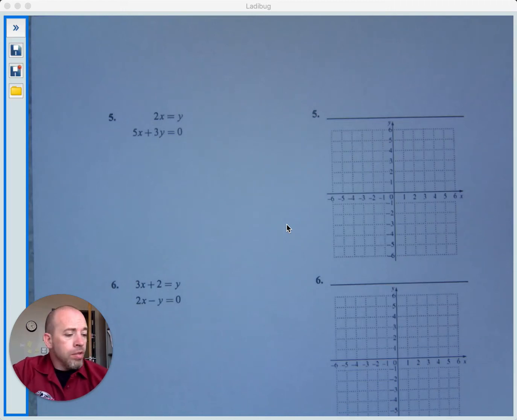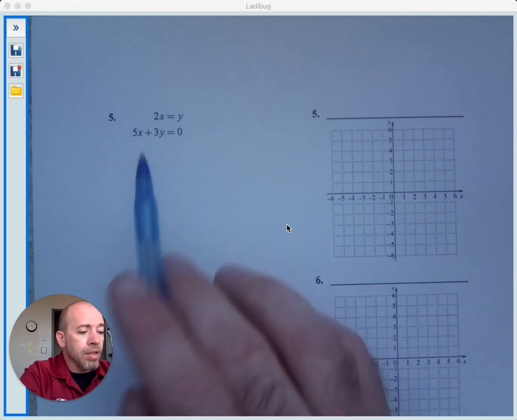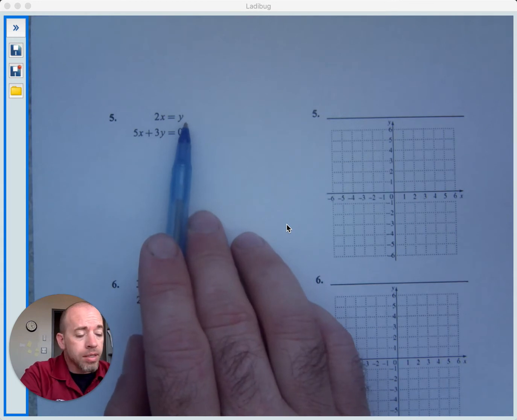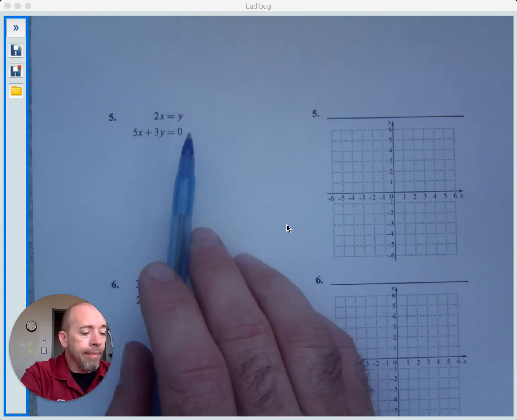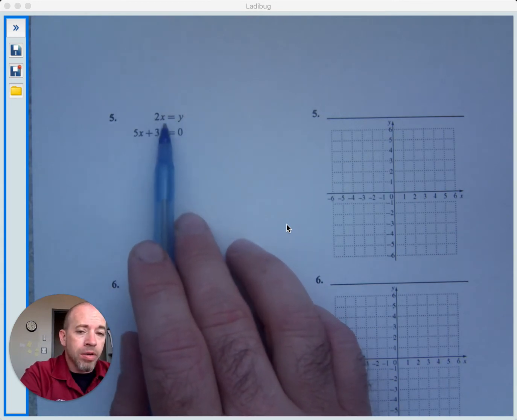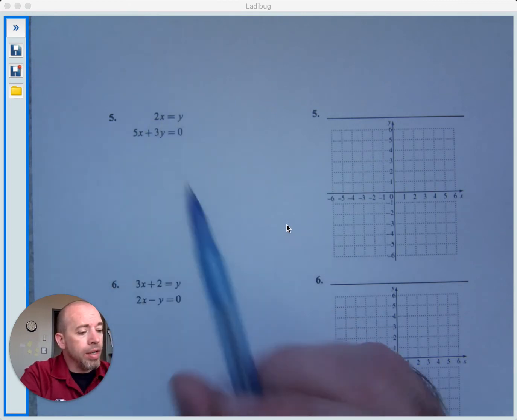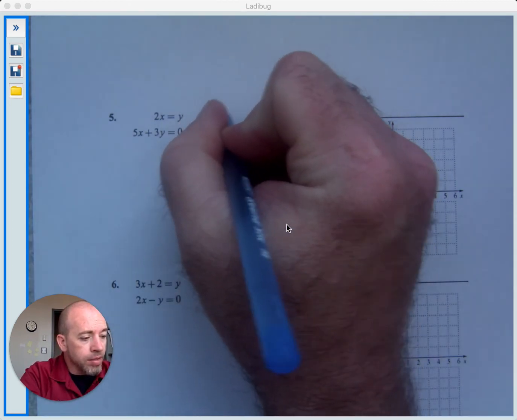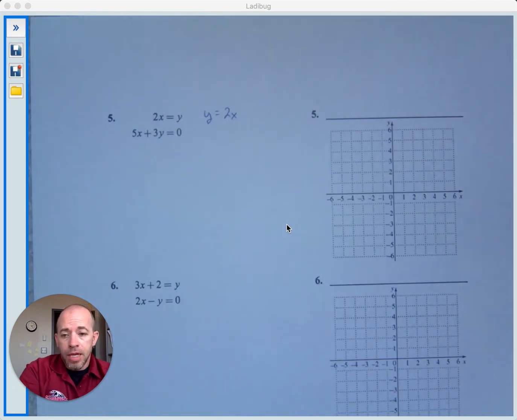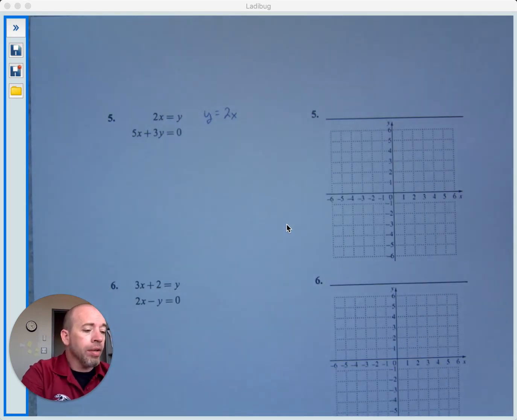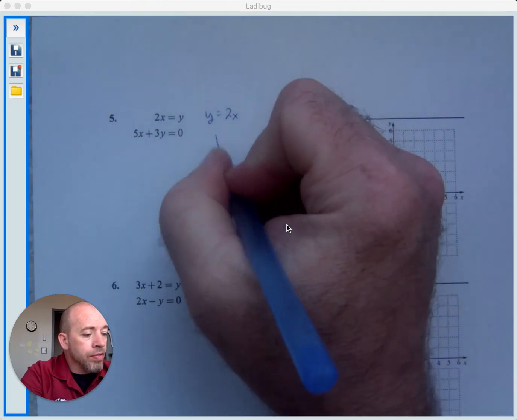All right, this is page 2 of the 7.3 notes, and we're going to continue solving some systems by graphing. Sometimes the equations will not be in standard form. This one, 2x equals y, is not in standard form, but that's okay. But we notice if you switch the x and the y, this is really y equals 2x. And that's really in slope-intercept form, right? And we can still make a t-chart for this line.